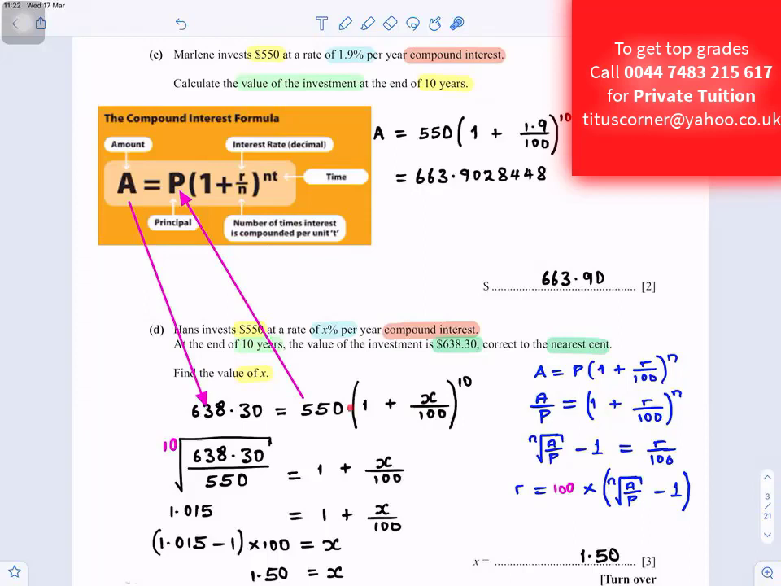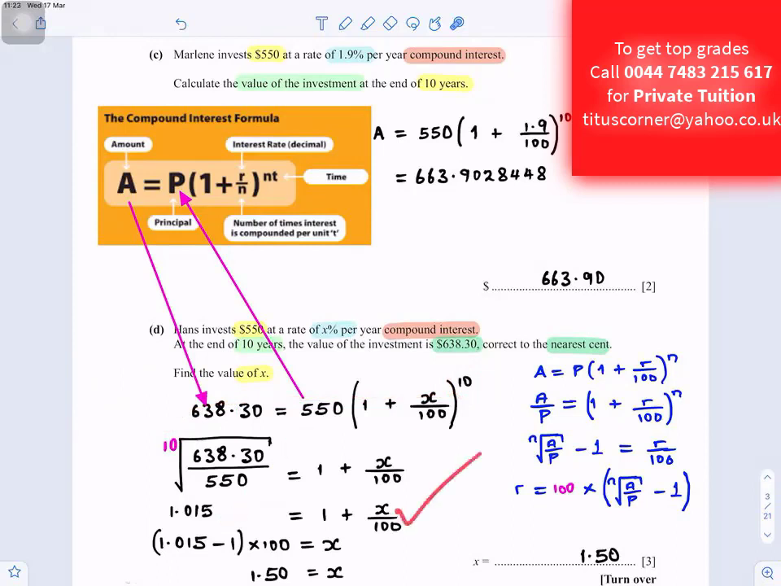Now it's times 550 on the right. So you take it to the left, it becomes divided by 550. It's raised to the power 10 on the right. If you take it to the left, it becomes the 10th root. So you find the 10th root of that, you get 1.015.